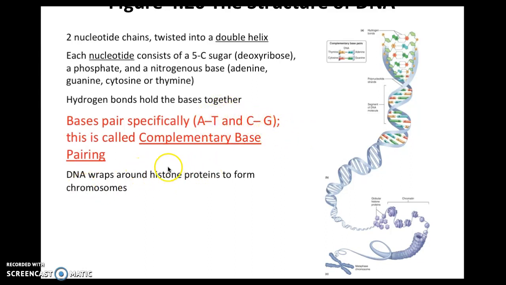DNA wraps around histones in order to form chromosomes. And this shows you the DNA, right-handed double helix. It folds and folds and folds, and it then produces a chromatin molecule. The chromatin continues to fold and produces chromosomes.